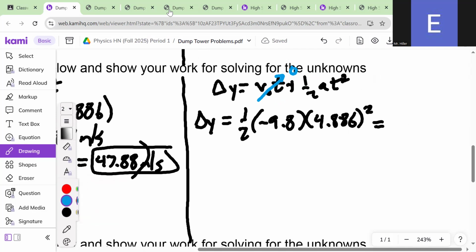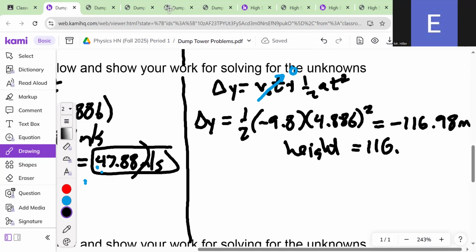Put that in your calculator and let's figure out our displacement. To do this, you need to square the time first, then multiply that times 9.8, hit equals, and then divide by 2. I'm getting a displacement of about negative 116.98 meters. The negative just means that the ball is falling that distance. So the height is just the absolute value of that, right? 116.98 meters in my case.